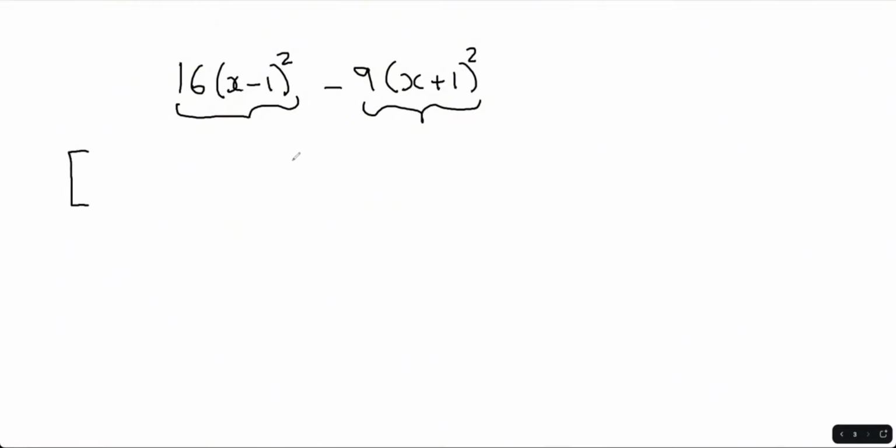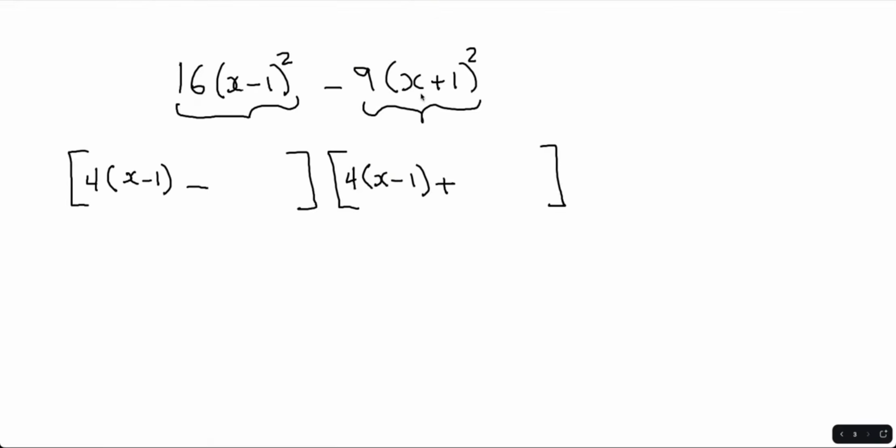So what do you do? You open two sets of brackets. You put minus in one, and plus in the other. You take the square root of this. The square root of 16 is 4. Don't forget to write the brackets, and the square root of x minus 1 squared is just x minus 1. So you write that here and here. Now you go to the second one here, you square root the 9 and you square root this. The square root of 9 is 3, and the square root of x plus 1 squared is just x plus 1. And you write that again in here.